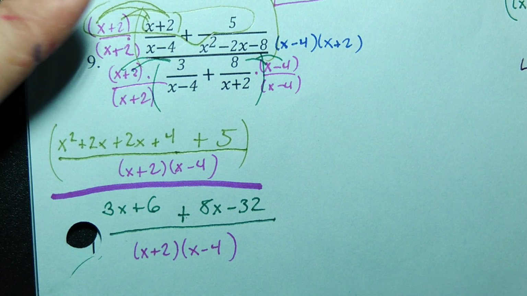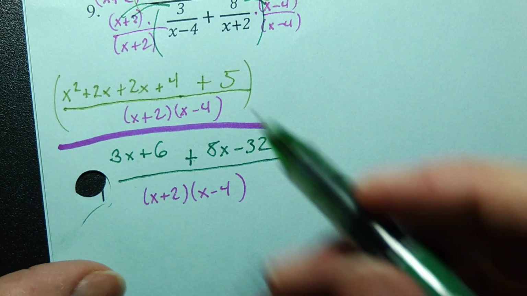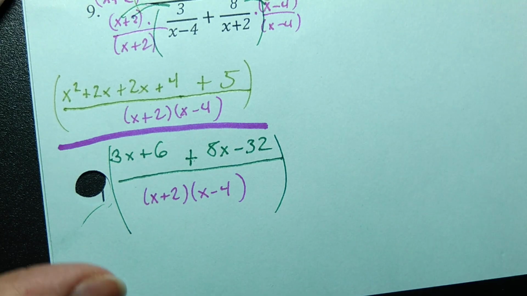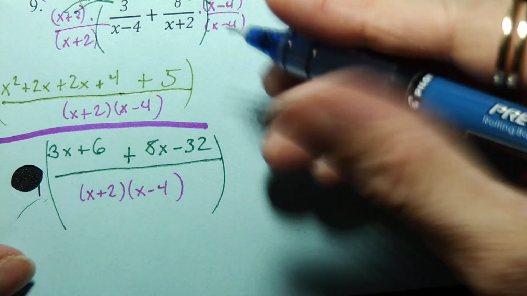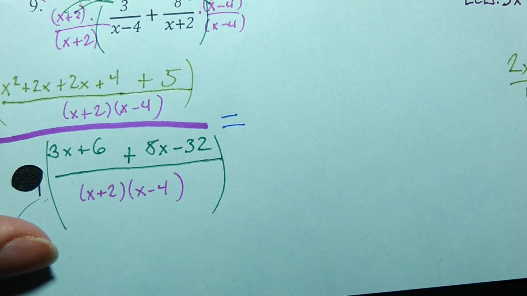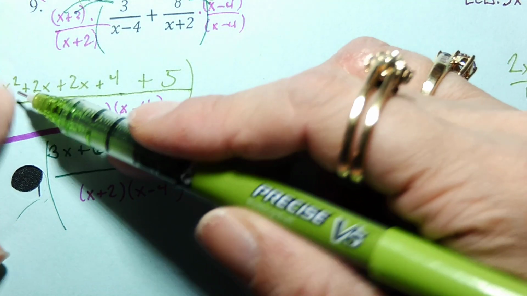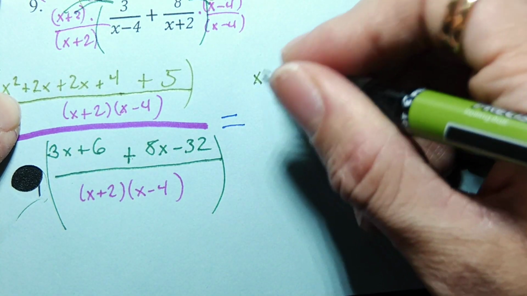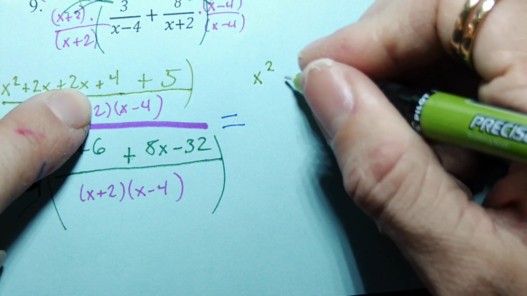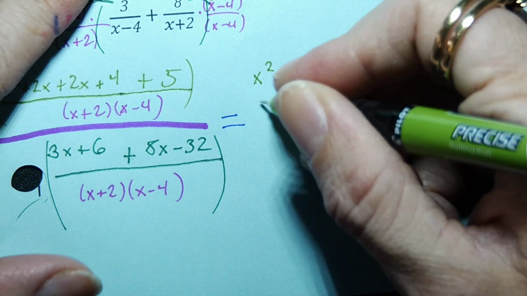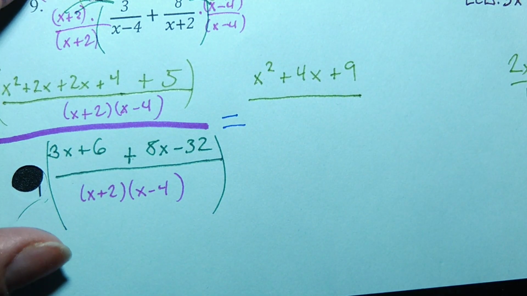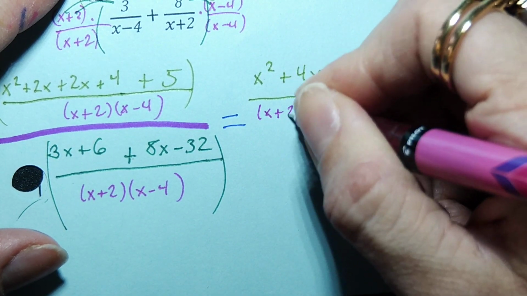How'd we do? That's what the bottom will look like, but then of course we will be able to simplify both the top and the bottom by combining our like terms. So let's slide on over to our next line of work. For our top fraction, we'll have x squared, 2x and 2x is 4x, and then 4 plus 5 is 9. And this is all over x plus 2 and x minus 4.